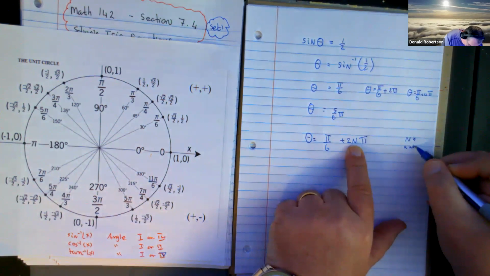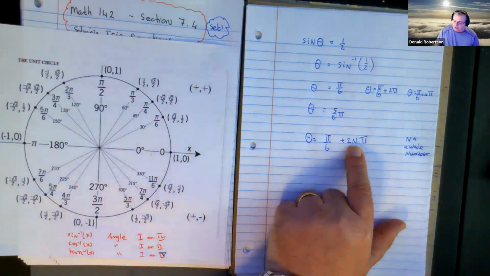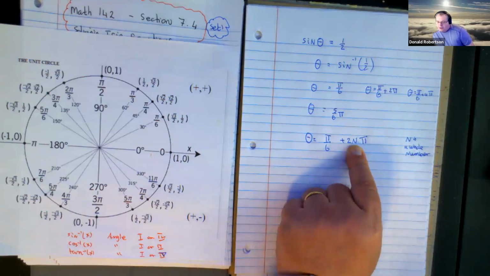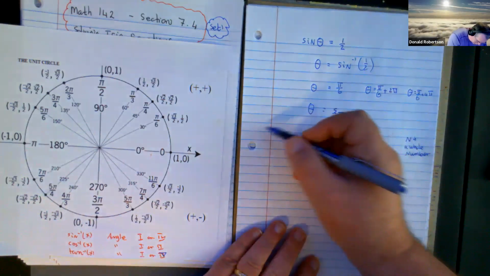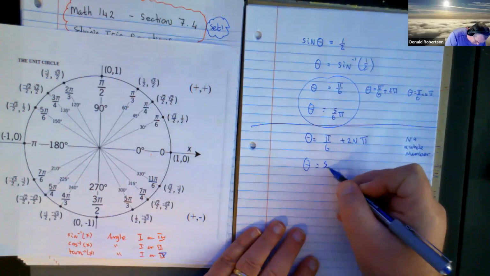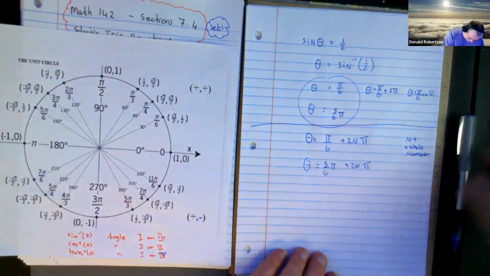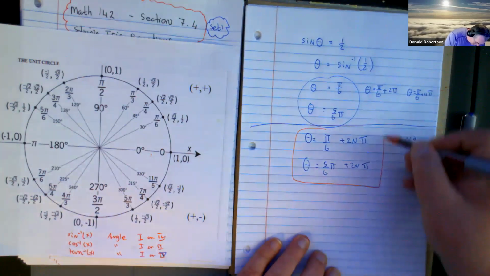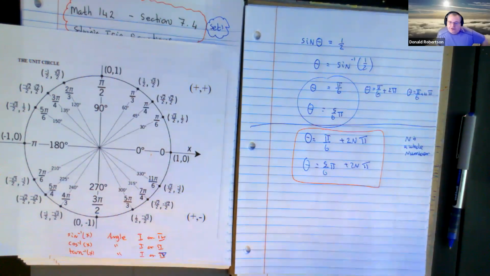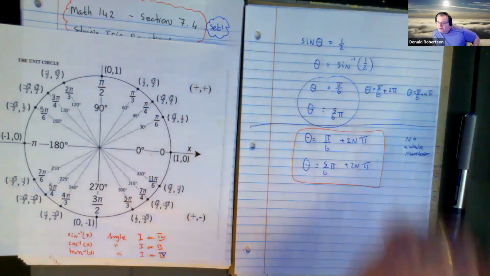n is a whole number. In fact, n is all the whole numbers, right? 0, 1, 2, 3, 4, 5. So if I stick 1 in there, won't you get 2 pi? If I stick n is 2, won't you get 4 pi, 6 pi, 8 pi, 10 pi? So your two initial solutions will now turn into those guys. What that represents is every solution in the universe to the equation that the sine of theta is 1/2.